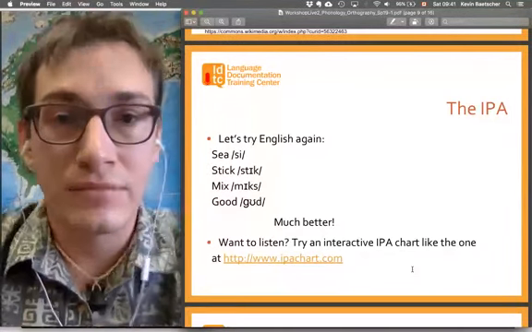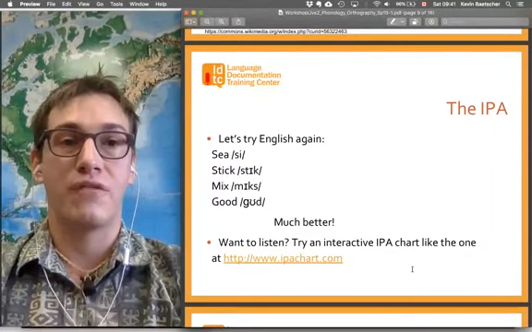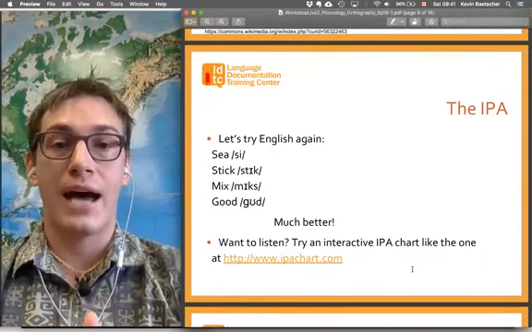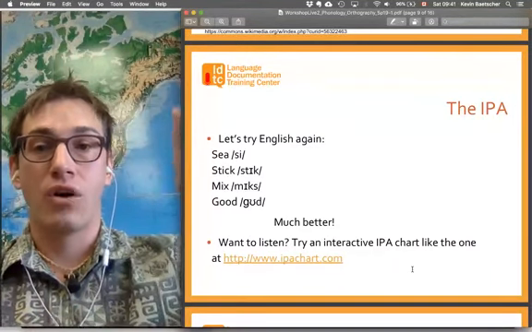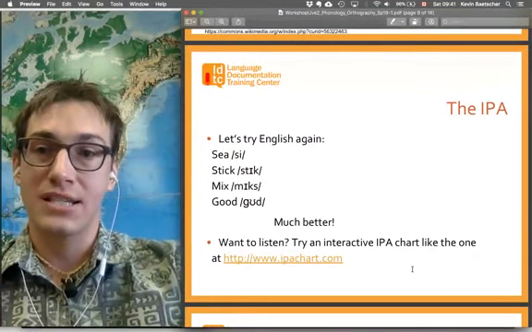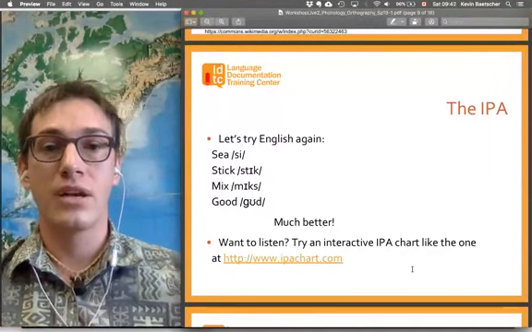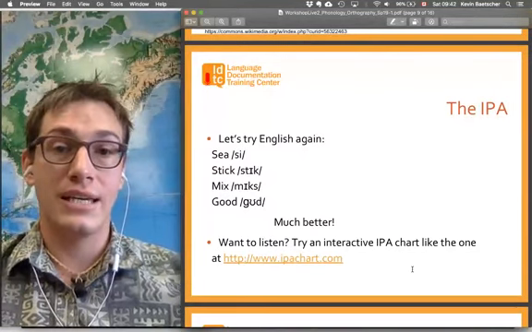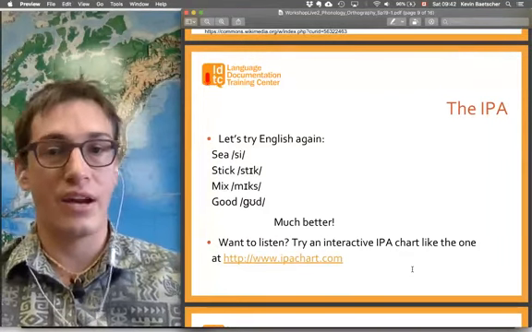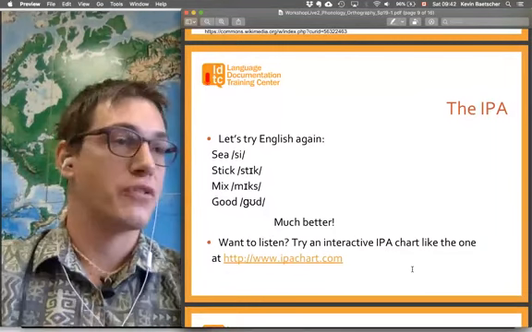But for now, let's look at those words that I asked you before to count the sounds: see, stick, mix, and good. If we write them in IPA, we see that now we have one letter per sound. So in IPA, counting letters and counting sounds is the same thing, because that's how the IPA is structured. So "see": 2 sounds, 2 letters. "Stick": 4 sounds, 4 letters in IPA. Not in standard English spelling, but in IPA, and so on and so forth.